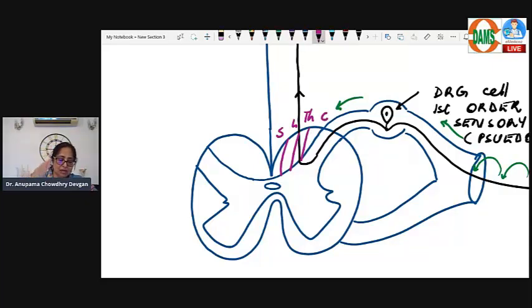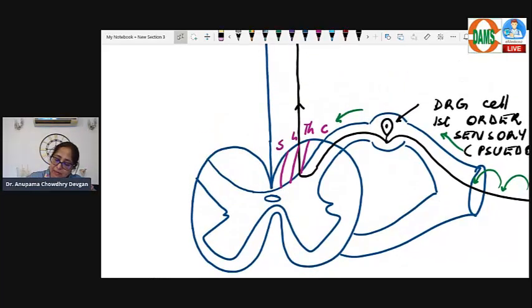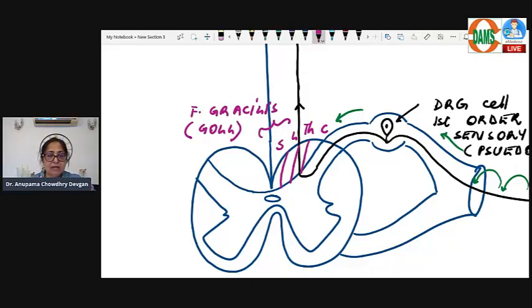So it is a medial to lateral arrangement: sacral, lumbar, thoracic, cervical. Sacral and lumbar fibers are together known as fasciculus gracilis, or the tract of Gall.